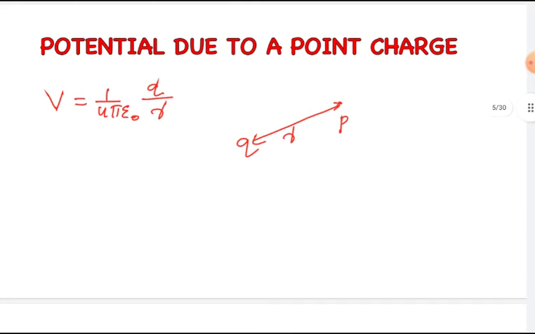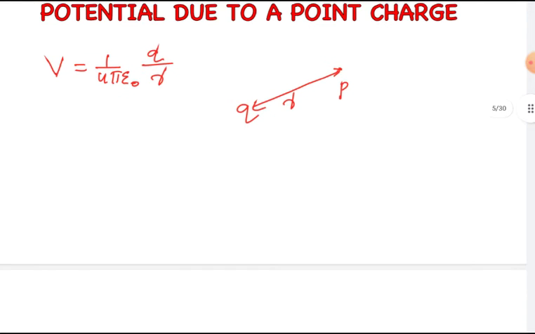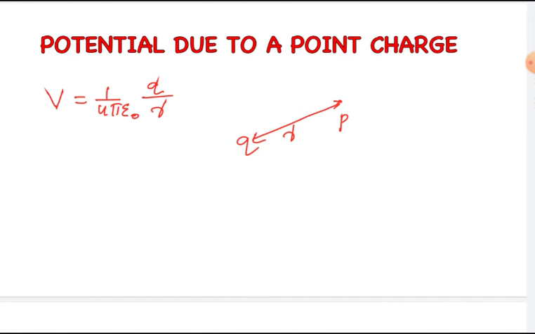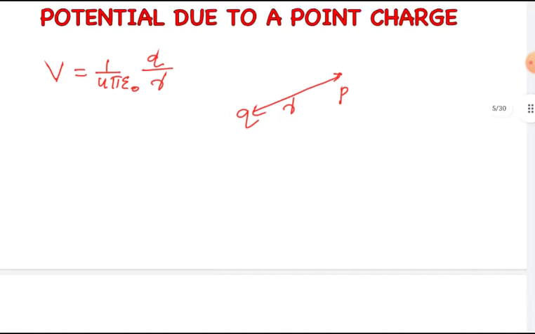The potential due to a point charge. Here there is a big derivation, but now I am not going into that, just learn the formula that V is equal to 1 by 4 pi epsilon 0 into q by r. In the last chapter we had learned that F is equal to 1 by 4 pi epsilon 0 into q1 into q2 by r square. Here only one q is there, and in the denominator only one r.